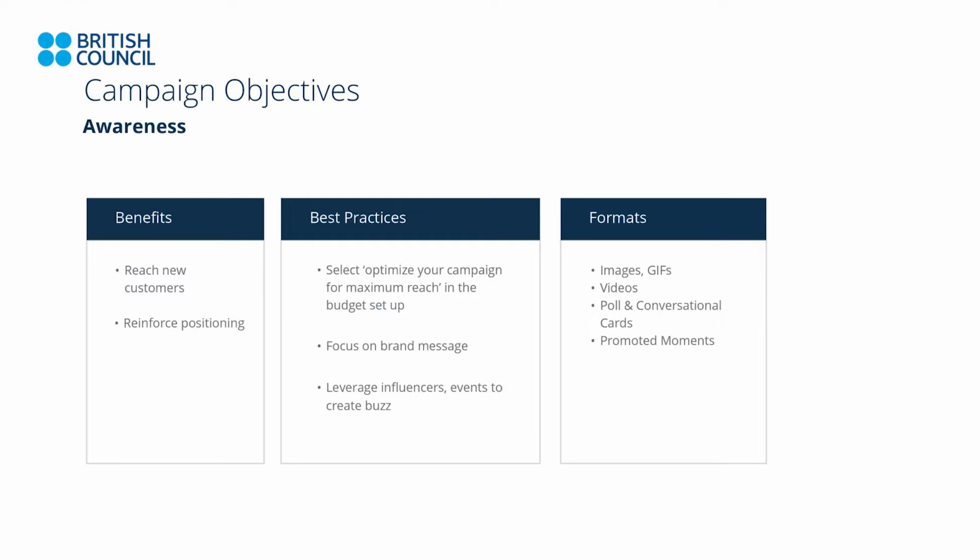Influencers are big on Twitter. Twitter has a lot of people who they see as influencers and who influence their decisions and drive conversations and make things trend. Know how to use influencer marketing for your awareness-based campaigns. Also leverage events and existing brand campaigns. Now, what are the formats you can use for an awareness-based campaign? You can use images, GIFs, videos, polls, or conversational cards. You can use instant unlock, and you can also use promoted moments.